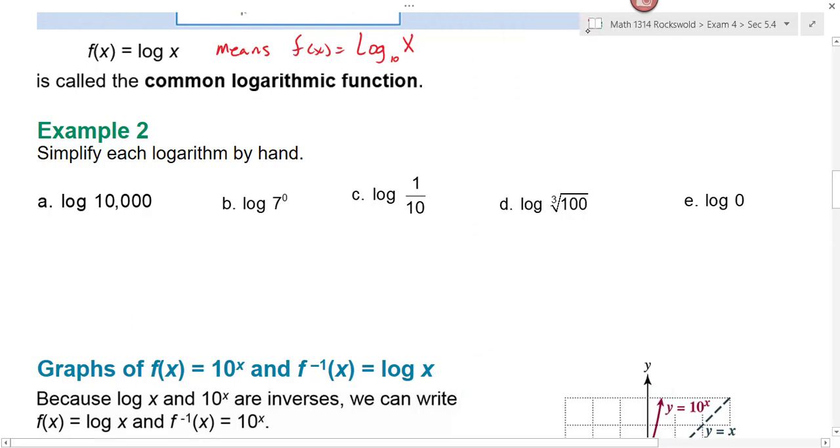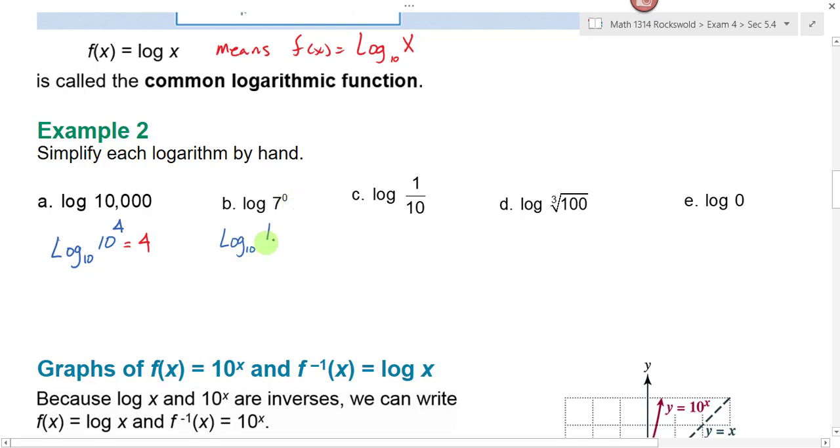In example 2, we're asked to simplify each logarithm by hand. Well, I could use the inverse properties and rewrite this as log base 10 of 10,000, and 10,000 is 10 to the 4th power. Therefore, this would be equal to 4. On part B, I could rewrite this as log base 10 of 7 to the 0. Well, 7 to the 0 is equal to 1, because anything raised to a power of 0 is 1.